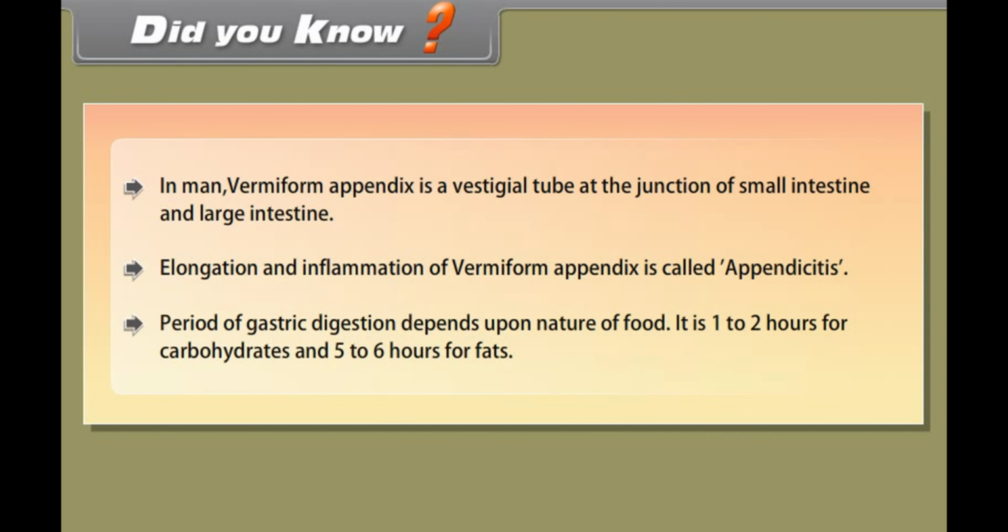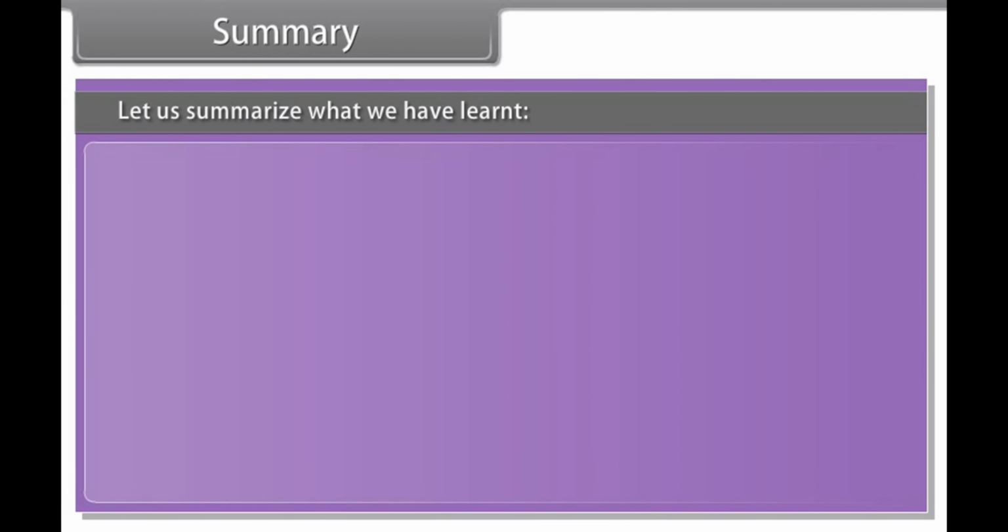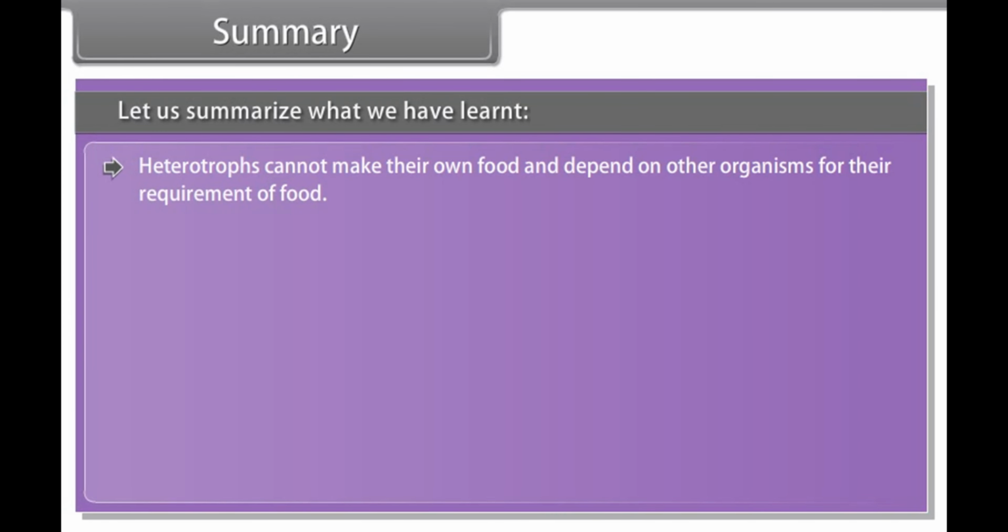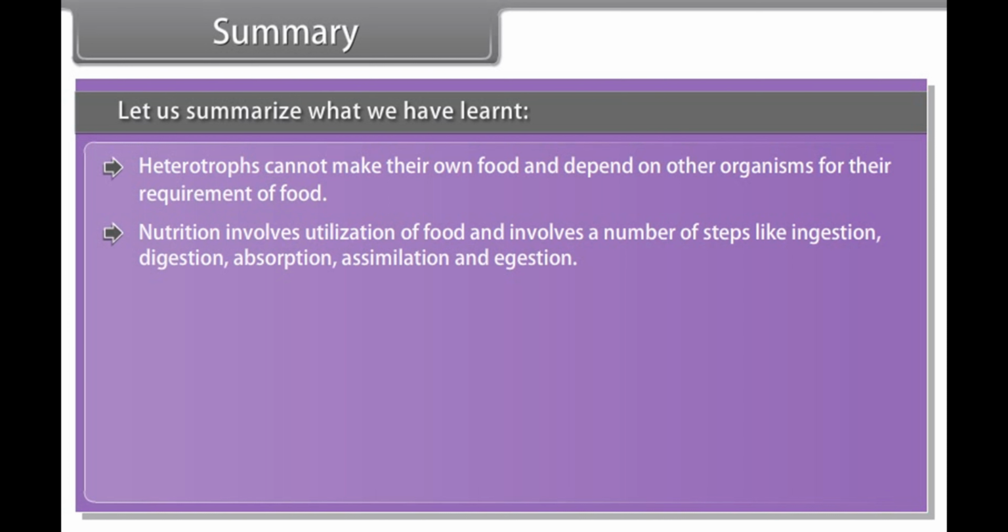Period of gastric digestion depends upon nature of food. It is 1 to 2 hours for carbohydrates and 5 to 6 hours for fats. Summary. Let us summarize what we have learned. Heterotrophs cannot make their own food and depend on other organisms for their requirement of food. Nutrition involves utilization of food and involves a number of steps like ingestion, digestion, absorption, assimilation, and egestion.